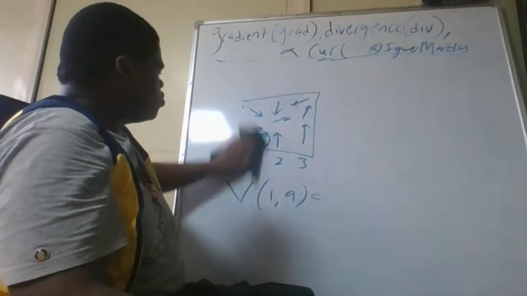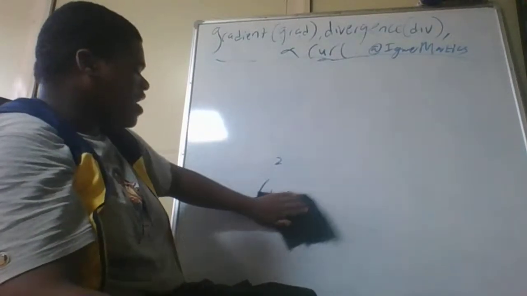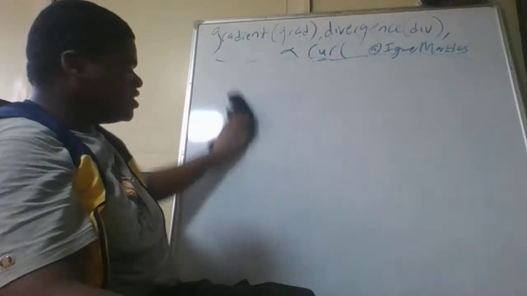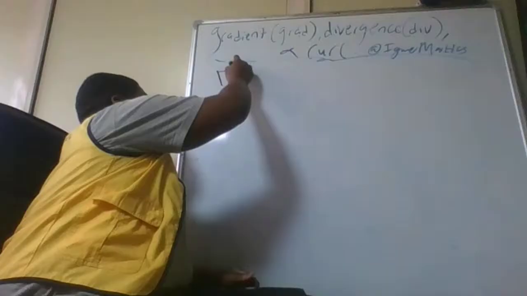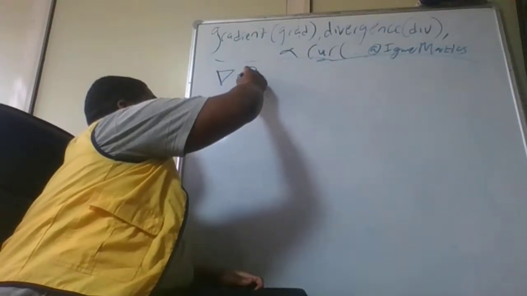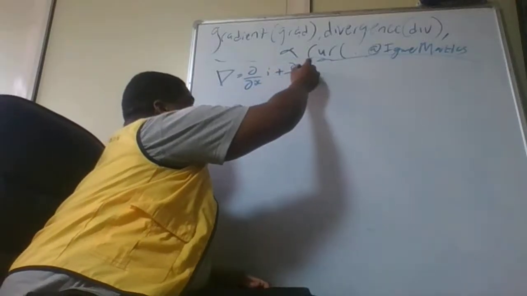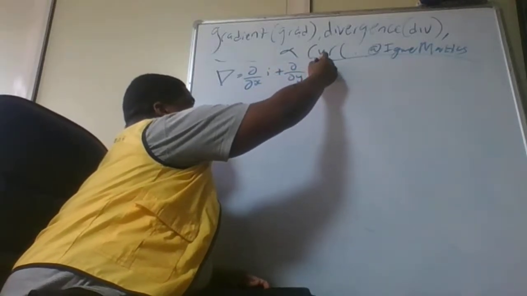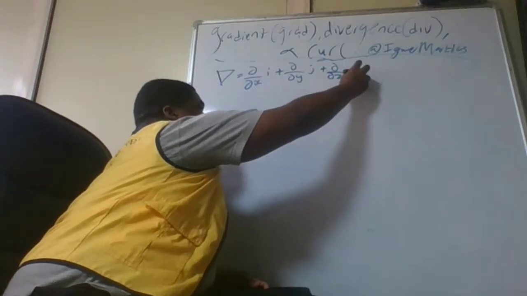Now, what do we use to analyze both the scalar field and vector field? We use the del operator. The del operator is given as such. The del operator is equal to the partial derivative with respect to x i, plus the partial derivative with respect to y j, plus the partial derivative with respect to z k.